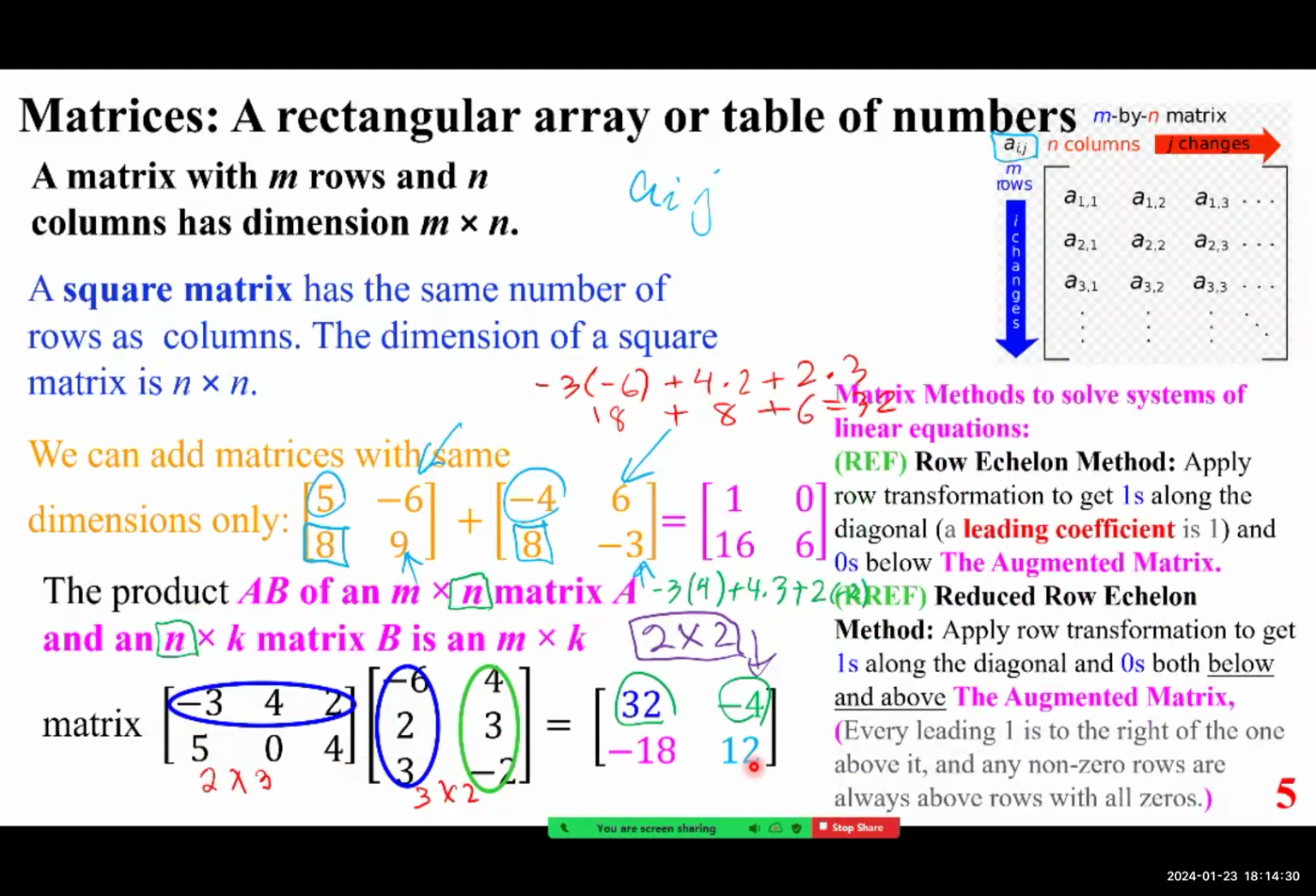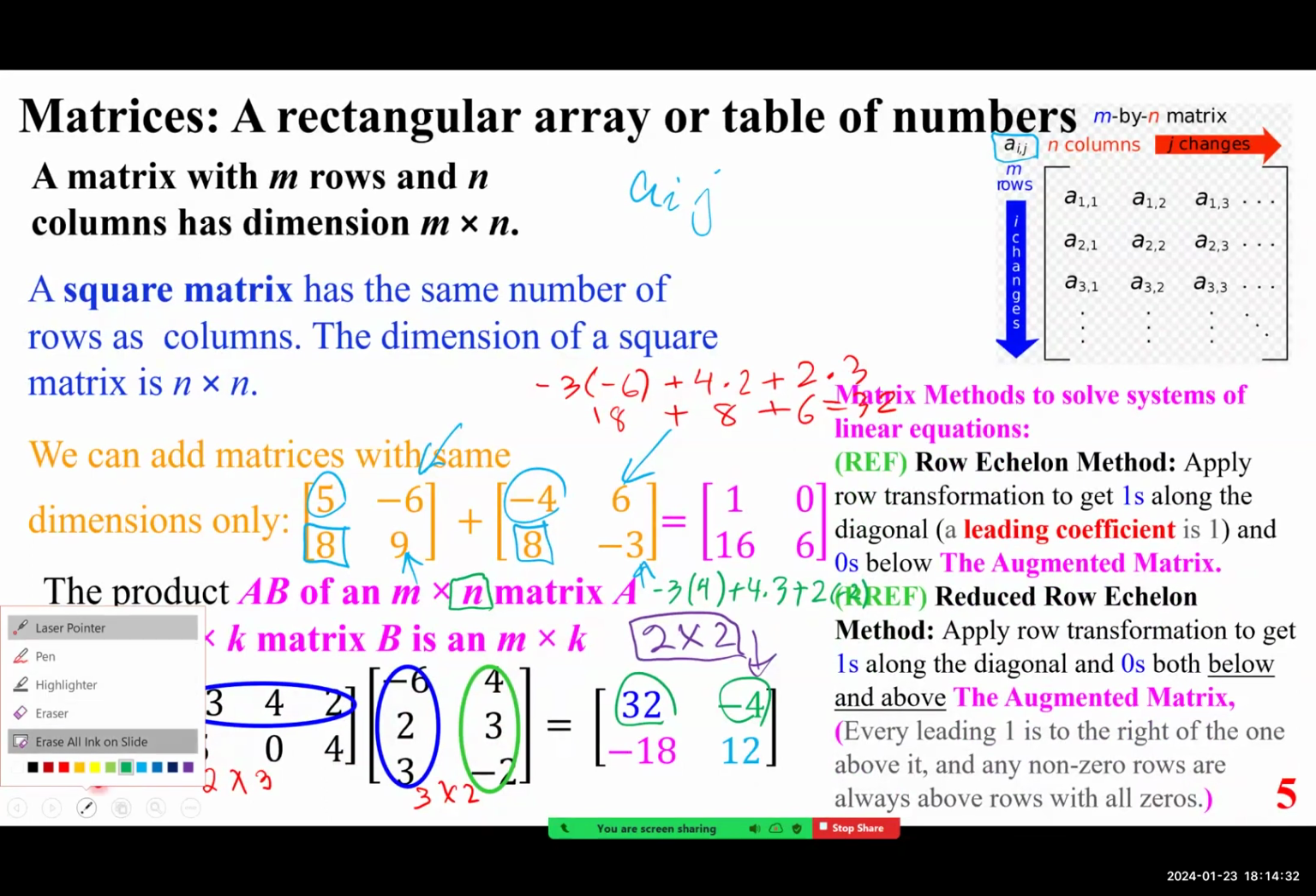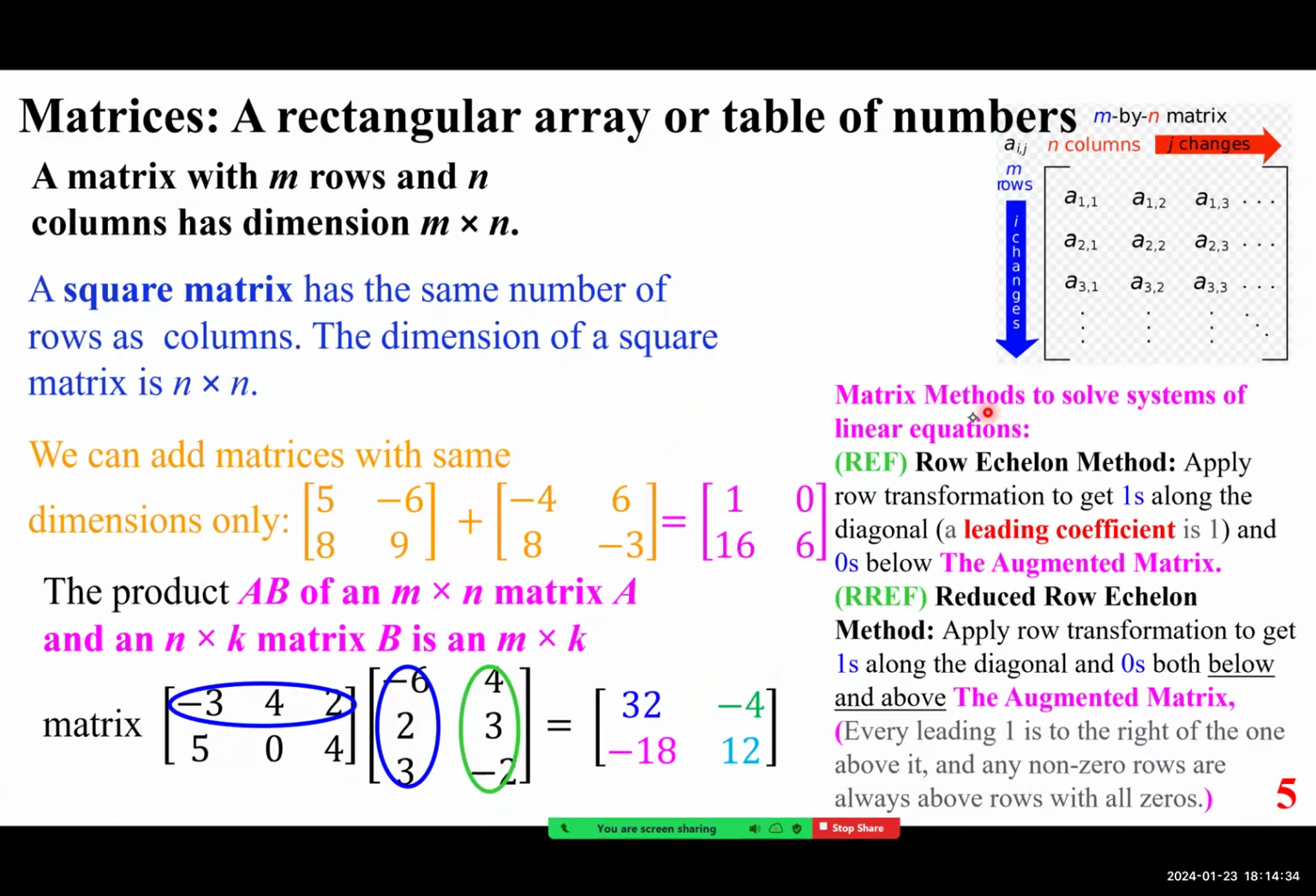Let me erase the mess. Matrix methods to solve systems of linear equations, REF, short for row echelon form. Apply row transformations to get ones along the diagonal. A leading coefficient is 1, and zeros below in the augmented matrix.